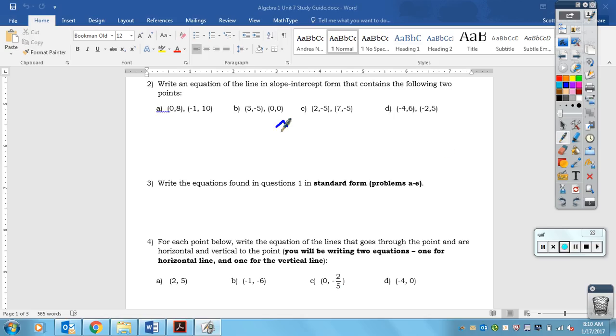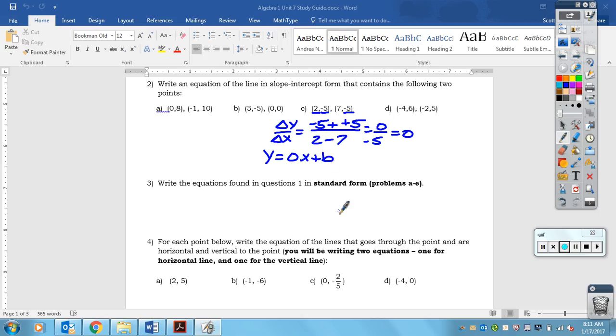C, gotta find my slope first. Change in y over change in x. -5 minus another -5, pay attention to your signs. That's going to turn out to be 0, just in case you're wondering. 2 minus 7, keep change. That's 0 over -5, which is a slope of 0. Y equals 0x plus b.